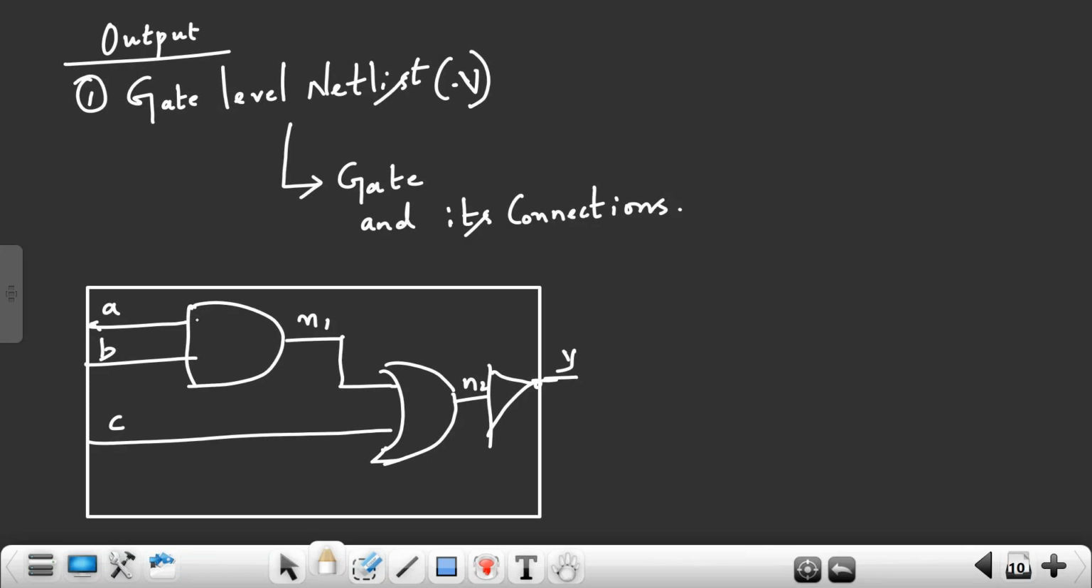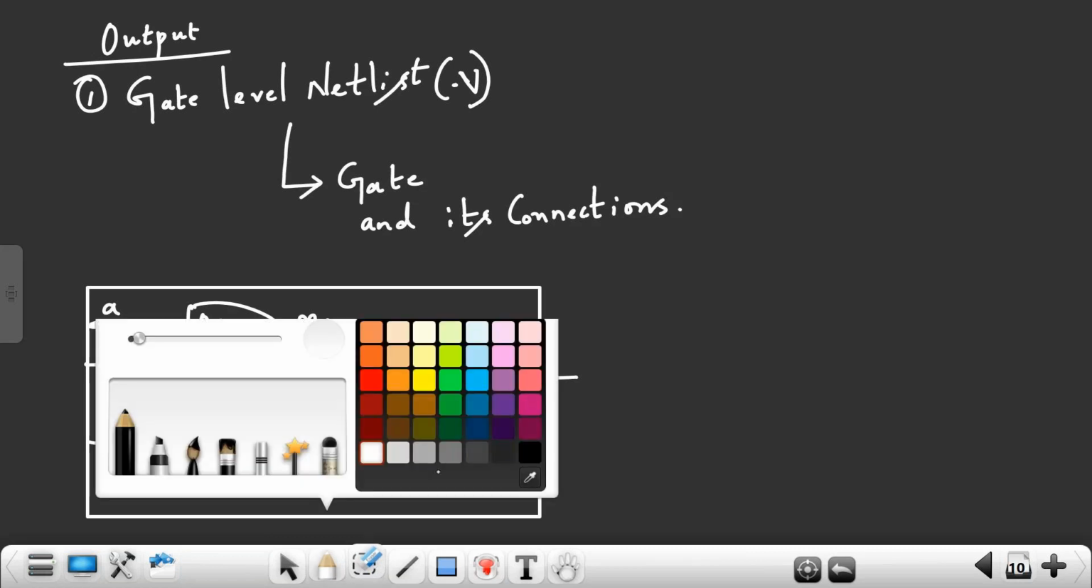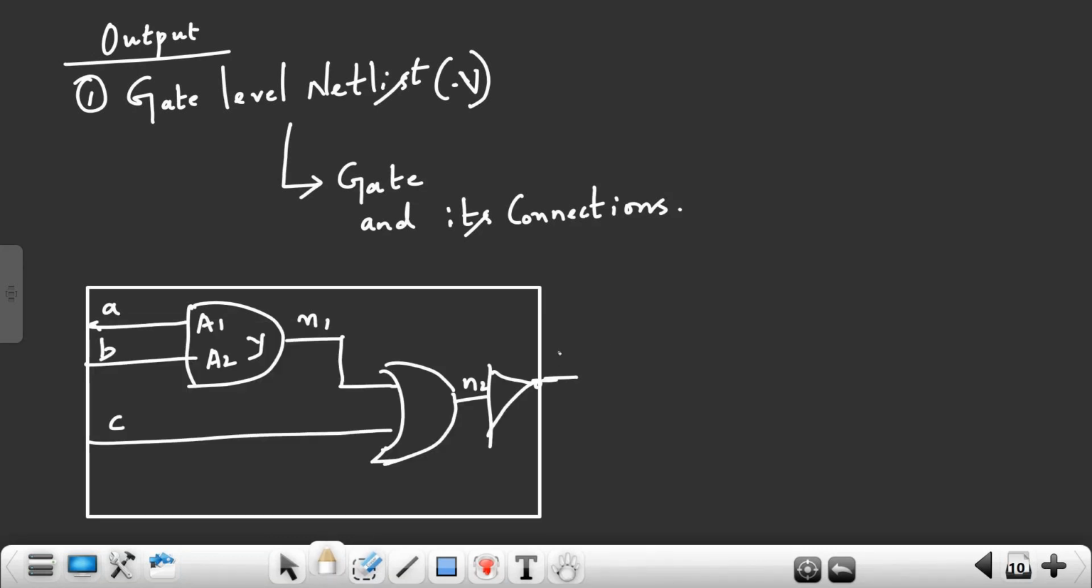This is the AND gate. The AND gate has inputs A1 pin, A2 pin, and a Y pin. Instead of Y, this final output I will call out. The final output name is out. You also have the OR gate here. This OR gate again has pins A1, A2, and Y. This is your gate and its connections.